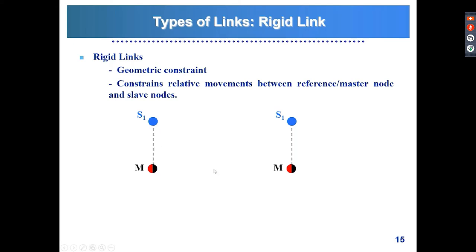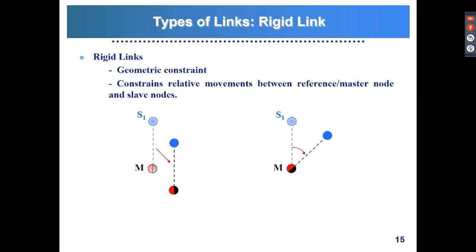So what happens is if your master node experiences some translation, that slave node is going to experience the same translation. If your master node is experiencing rotation, then that slave node is going to experience translation and rotation. So that slave node essentially can move due to translation of the master node, due to rotation of the master node, or a combination of both.